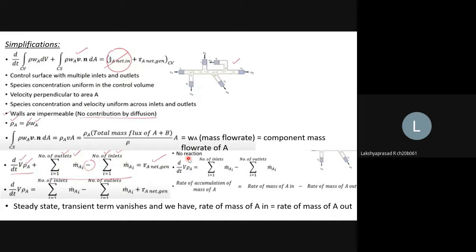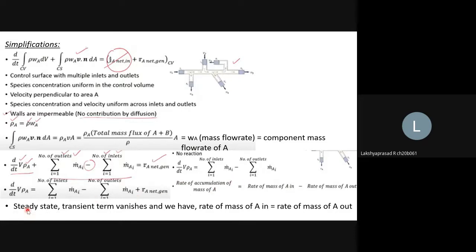Now another assumption can be made of no reaction. Let's say there's no reaction taking place within the control volume. So in that case, what we'll get is the rate of accumulation of mass of species A, so d/dt of V rho A is equal to the rate of mass of A in, this summation, minus the rate of mass of A out. Okay, so this is what we'll get.